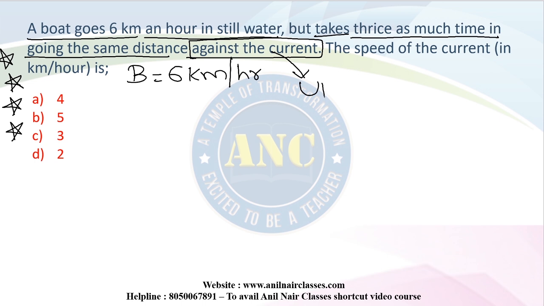Against the current is nothing but upstream, right? Along the current is nothing but downstream. So the terminologies here are very, very important. Against the current is upstream. That means they are saying that the boat goes 6 km per hour in still water, but it will take 3 times as much time in going the same distance against the current.